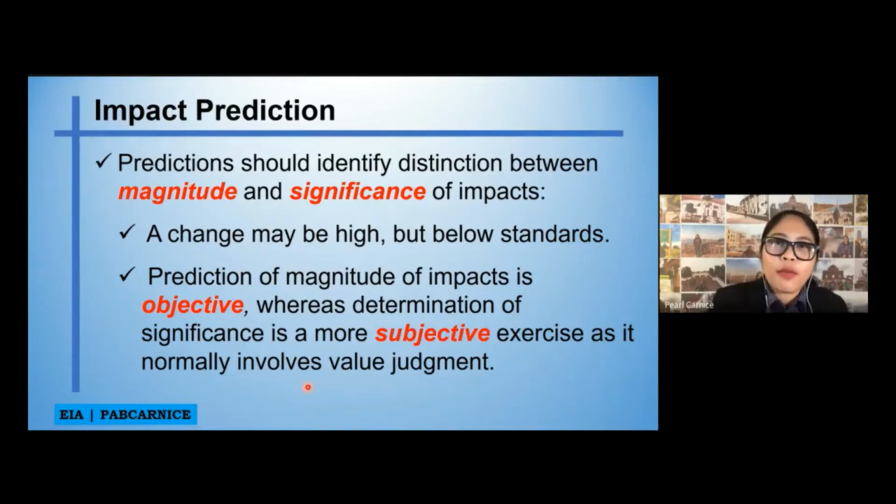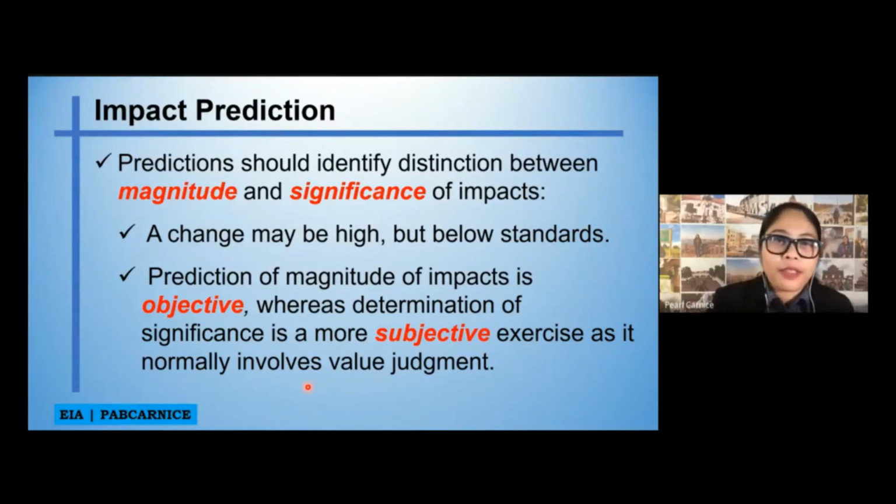So that is why we have to define or distinguish what will be the prediction or the impact prediction of our project. Because again, the effect or the impact might be high. However, it is still considered as below the standards. Therefore, it could still be accepted, or it is still on an acceptable level. And then prediction of magnitude impacts is objective. So when we say objective, there are bases. Whereas determination of significance is more of a subjective exercise as it normally involves value judgments.